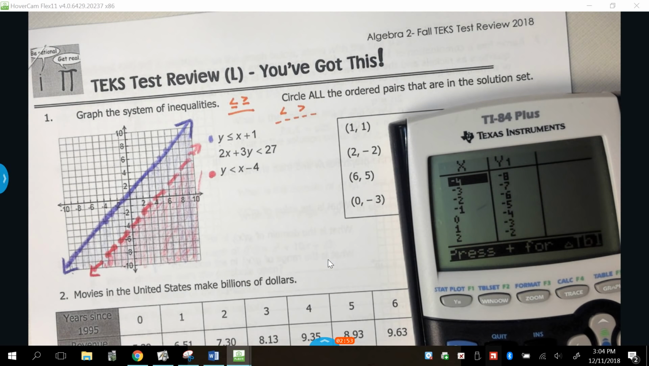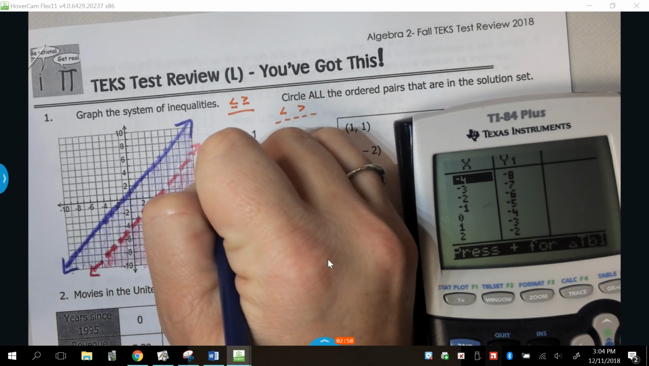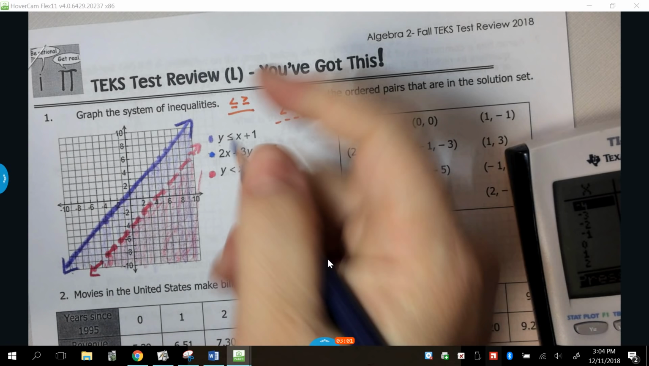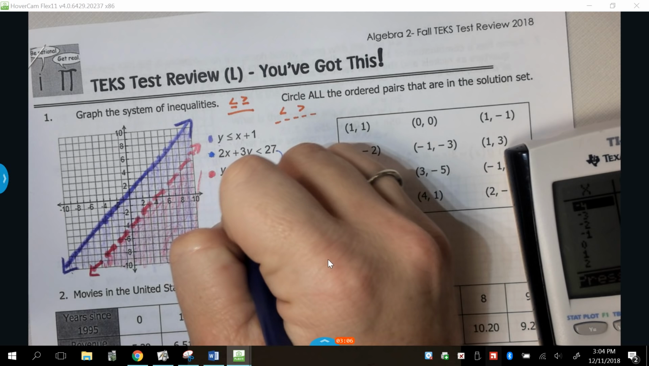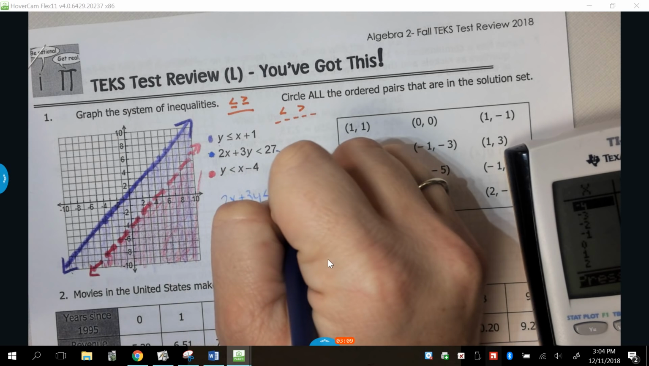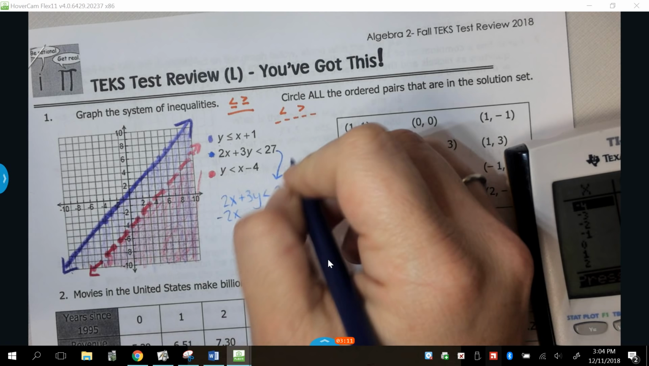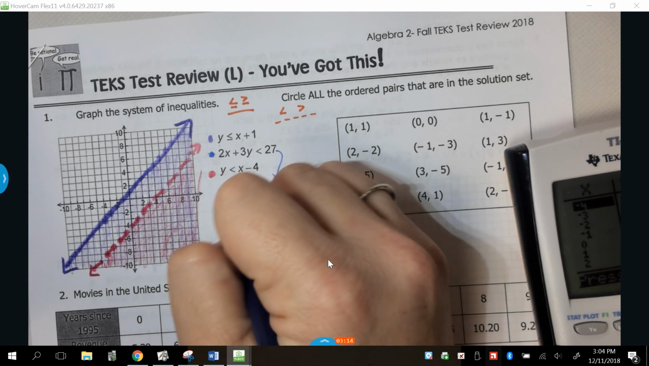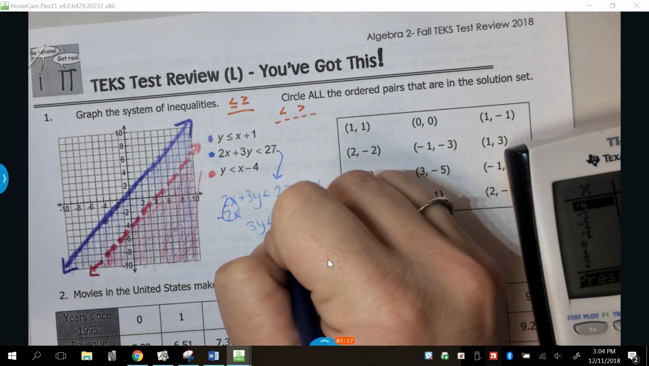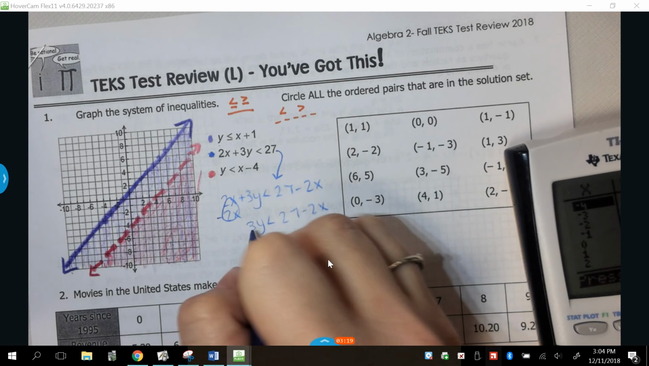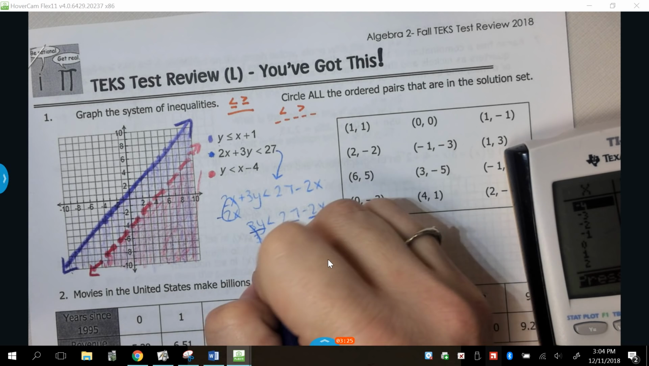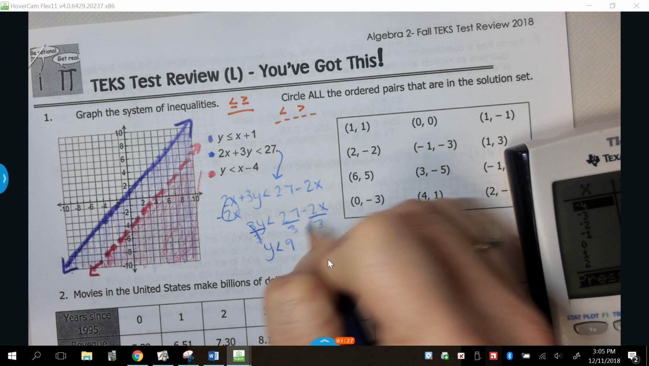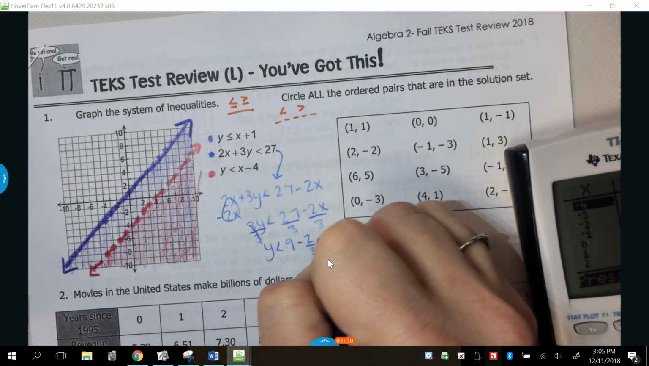Okay, last but not least, I'll do this one in blue. Now I want you to realize that first I have to turn this equation into a y equals. I need to solve it for y first. So I have 2x plus 3y is less than 27. I'm going to do minus 2x minus 2x. This goes away. I'm left with 3y is greater than 27 minus 2x. I need to get rid of that 3 by dividing. This cancels. I'm left with y is less. This gives me 9. And I want to leave this as a fraction because it's my slope.